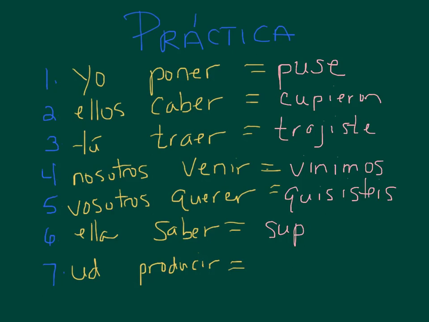Saber. The stem is sup. The ending in ella is o. Supo. And lastly, producir, usted. Stem is produj. Ending in usted is o. And I get produjo.